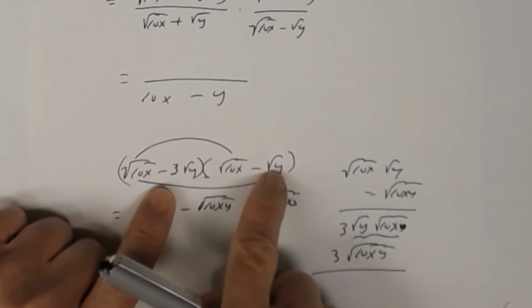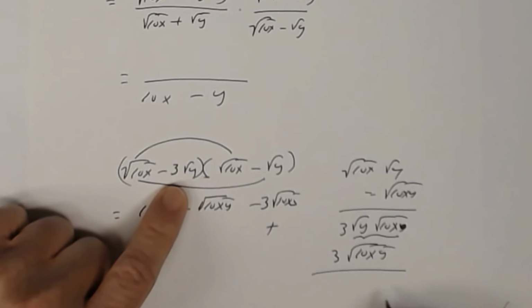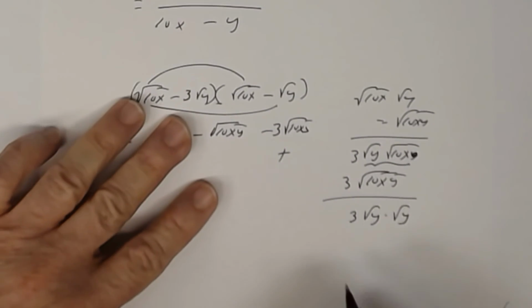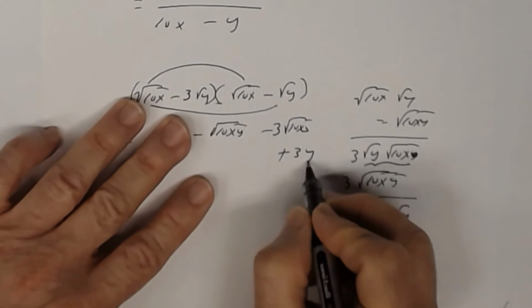A negative times a negative is a positive. I'm running out of room, so I'm going to put that right here. 3 square root of y times the square root of y. So this is 3, and you know that the square root of y times square root of y is y, so that's just 3y. So plus 3y.